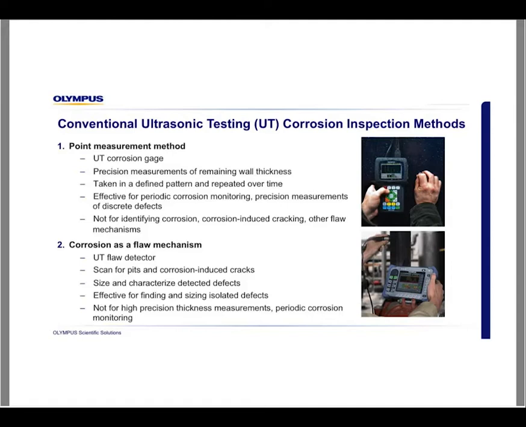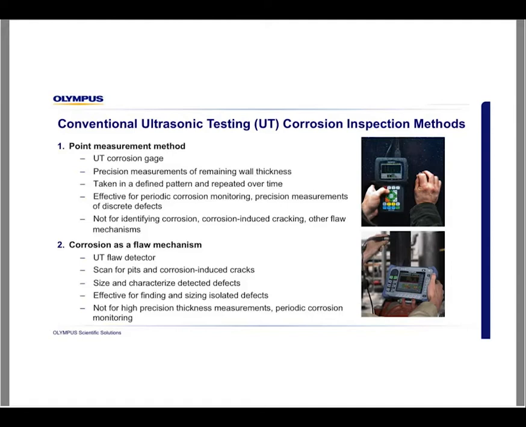However, this method is not as effective for identifying corrosion or detecting it initially. Because you're sort of taking spot measurements, you're not covering a lot of surface area. So it's less efficient for detecting new areas of corrosion. It's also not the ideal method for identifying and sizing corrosion-induced cracking or other flaw mechanisms, because these devices are tailored towards taking specific measurements of a back wall rather than sizing and detecting flaws. Now, the second primary method for UT corrosion inspections is using an ultrasonic flaw detector and treating the corrosion as a flaw mechanism. So you're using a lot of the same techniques as you would for other sorts of flaw detection.